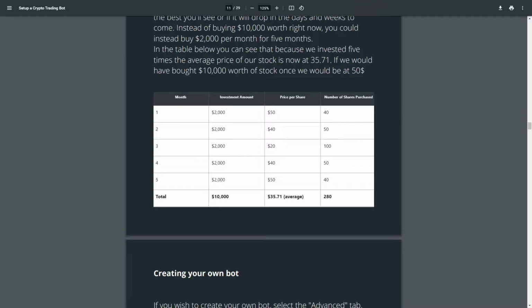If you instead split the investment, in this example it was split into 5 equal parts, you can see that in the end, because we are buying at different prices each time and we're getting an average price, our average price is $35.71, which would end up in a profit of $14.29 per share. And since we bought 280 shares, that would be around $4,000 profit with an initial investment of only $10,000.